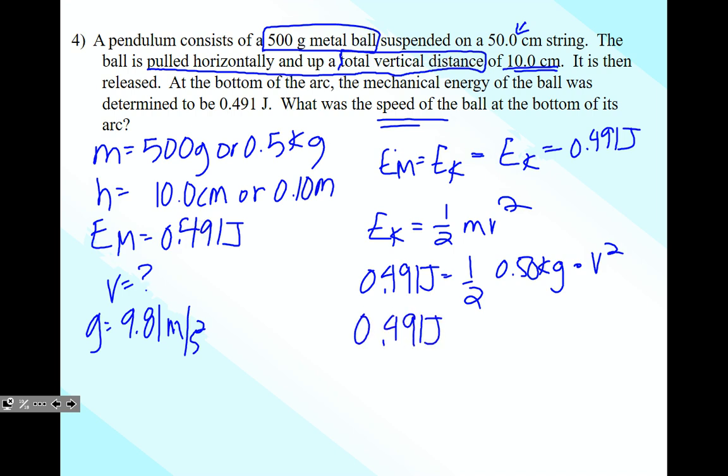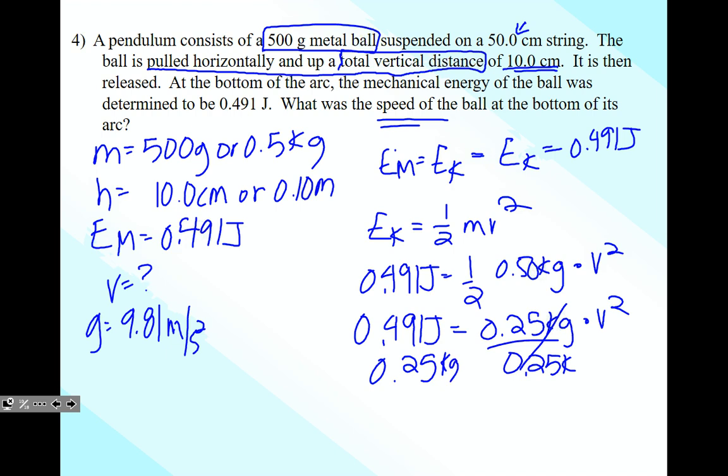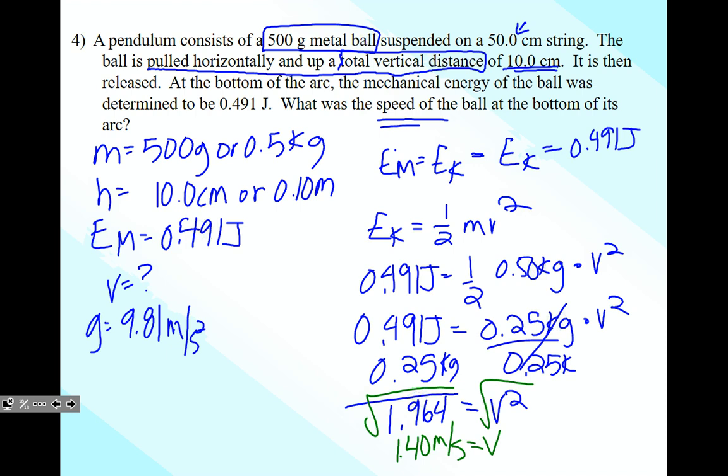0.491 joules is equal to 0.25 kilograms times our v squared. Again, I'm not manipulating my formula. So what I need to do here is get rid of the 0.25. So divide by 0.25 kilograms, which is going to give me 1.964 is equal to my v squared. I have to take the square root. My speed is equal to 1.40 meters per second. Okay? If you wanted to do it the other way, I can just go v squared is equal to 2EK over m.